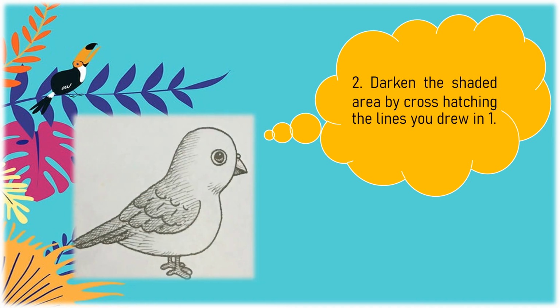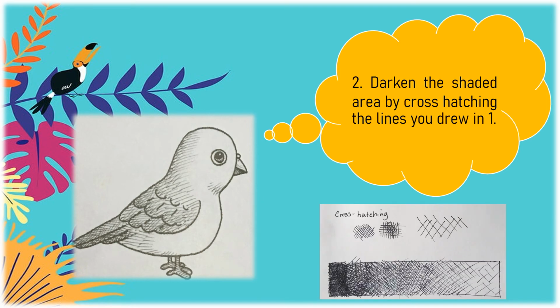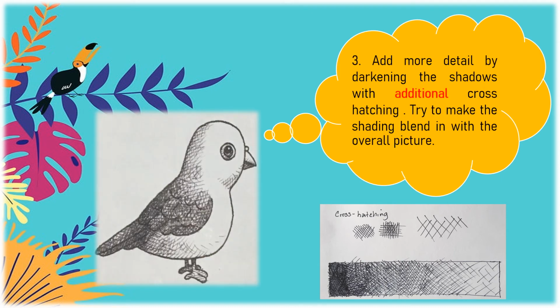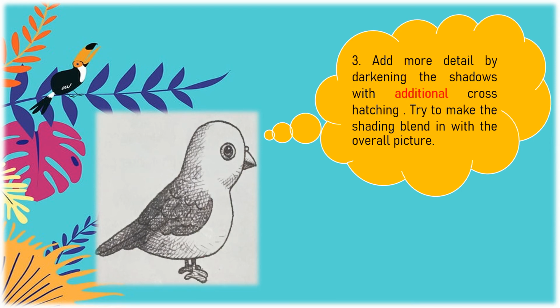For number 2, darken the shaded area by cross-hatching the lines you drew in number 1. For the third step, add more detail by darkening the shadows with additional cross-hatching. Try to make the shading blend in with the overall picture.